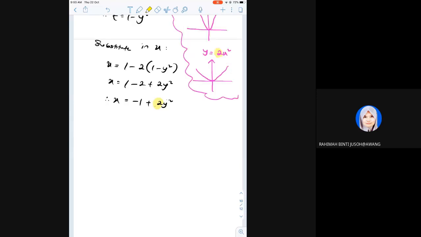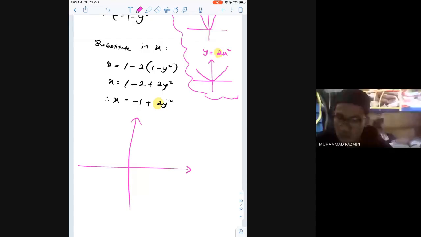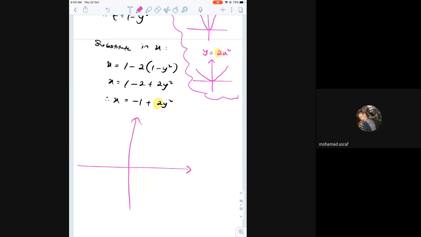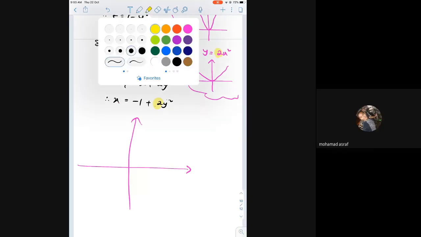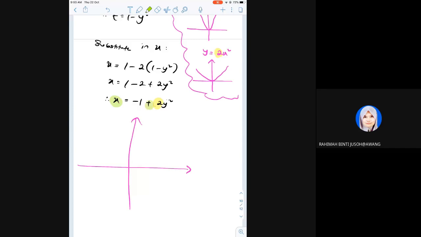Okay, now the graph. Let's go back to our equation. Ni menarik. Positif atau negatif? Kiri, kanan, atas, bawah. Where is the position of the parabola? Kanan. Dia X lah. Subjek kita X. Yes, kanan. Sebab dia positif kan? Yes, X sebelah kanan. Okay, tapi dia ada negatif 1 kan?